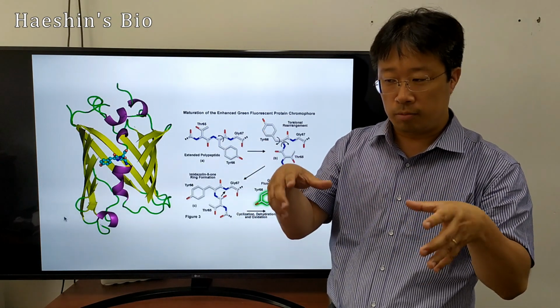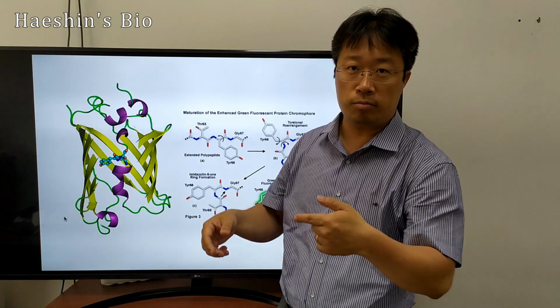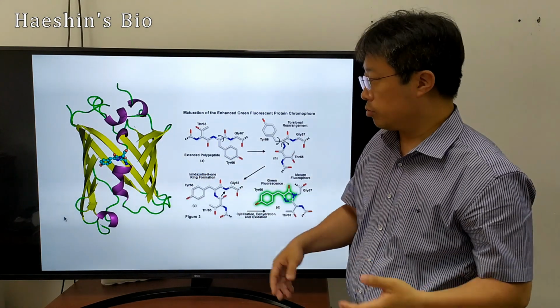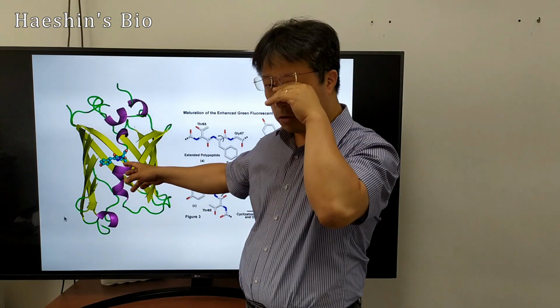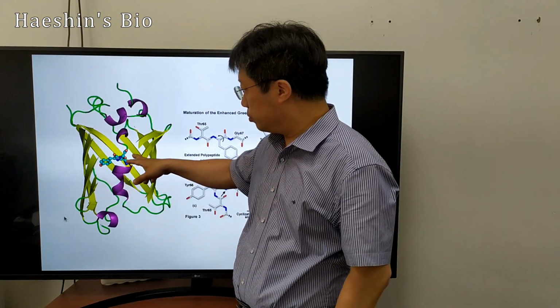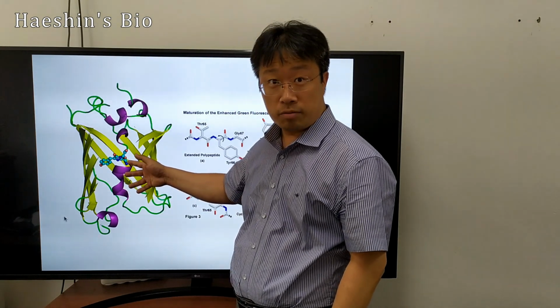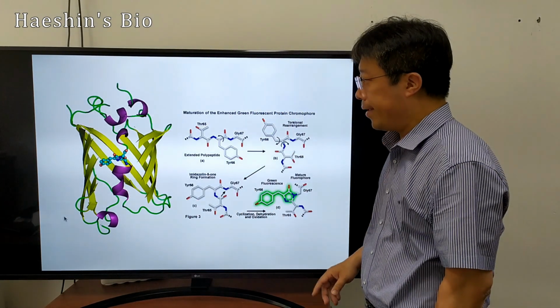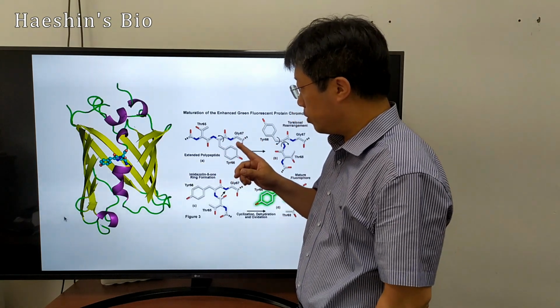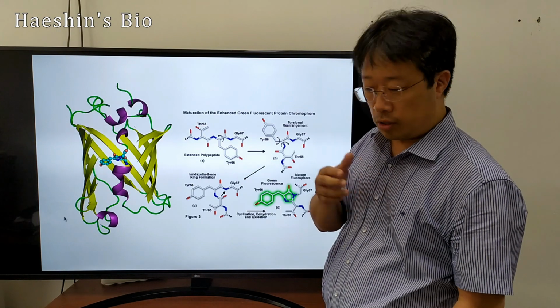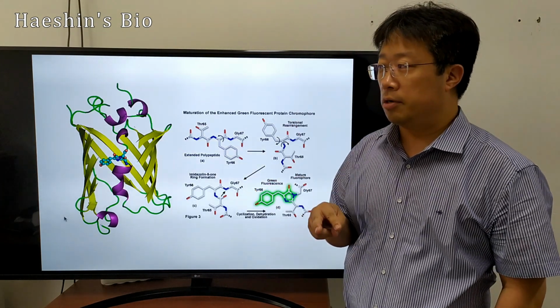Not only within the cell, but you can also monitor the movement of cells inside the body, and so on and so forth. So it got a Nobel Prize, of course, for the discovery of this green fluorescence protein. Now, the most important part in this green fluorescence protein is tyrosine. So the second topic is tyrosine.